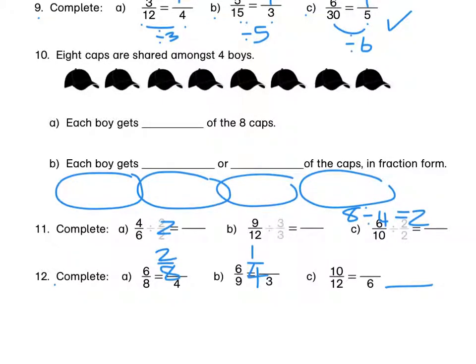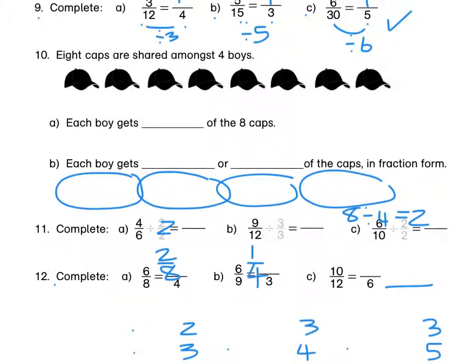Let's have a look at number 11. If we have 4/6 and we divide top and bottom by 2, we get 2/3. For B here, if we divide top and bottom by 3 there, we get 3/4. And for C, if we divide top and bottom by 2, we end up with 3/5.